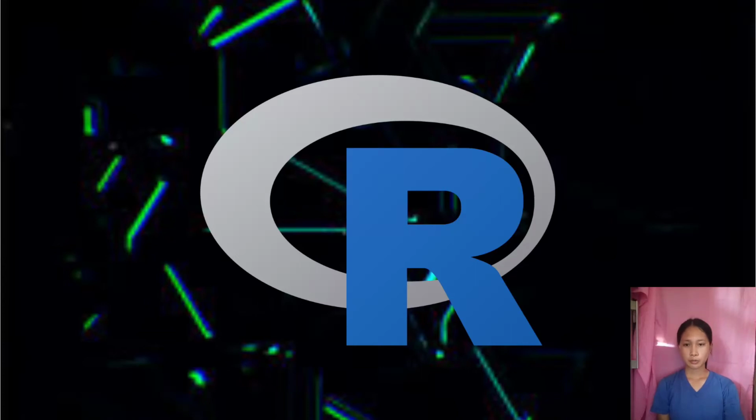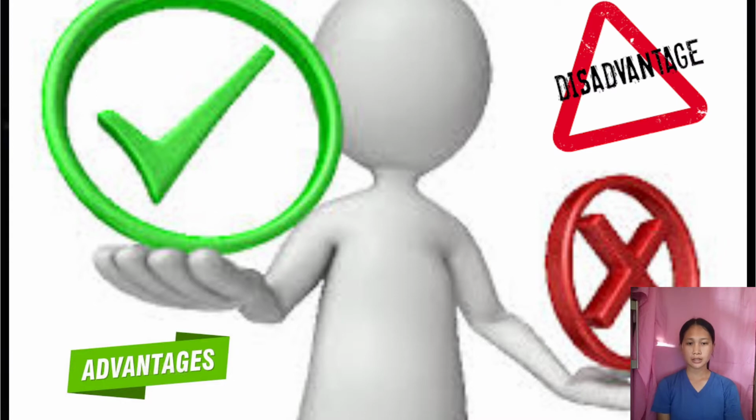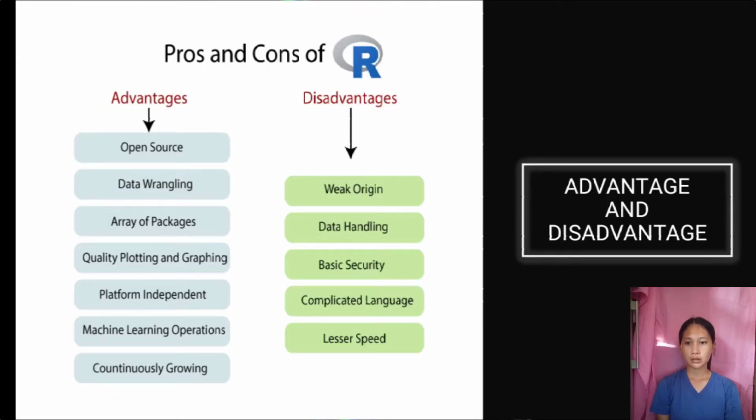R is the most popular programming language for statistical modeling and analysis. Like other programming languages, R also has some advantages and disadvantages. It is a continuously evolving language, which means that many cons will slowly fade away with future updates of R. There are the following pros and cons of R. So we have here the 7 advantages and 5 disadvantages of R programming.